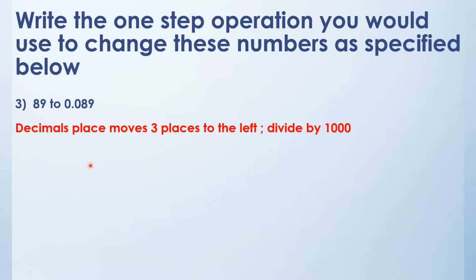So let us divide 89 by 1000. When we divide 89 by 1000, it will be like this. Three decimal places, 1, 2, 3. It means here the decimal point will be and 0. So 0.089 is our final answer.